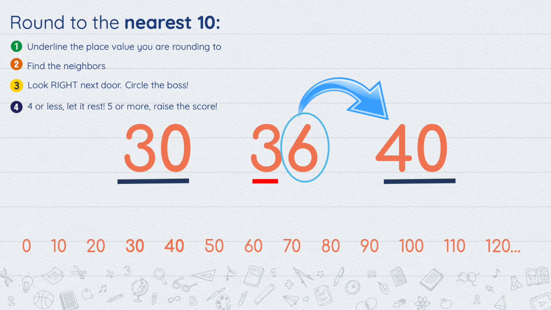And now my last step is apply a rule. 4 or less, let it rest. 5 or more, raise the score. So I see that the number 6, it's bigger than 5. So I'm going to raise the score. I'm going to round up. So 36 rounded to the nearest 10 is equal to 40. So there was the first example. How was it? Did you remember all the rounding rules? I really hope so. We have learned how to round to the nearest tens and hundreds in school.